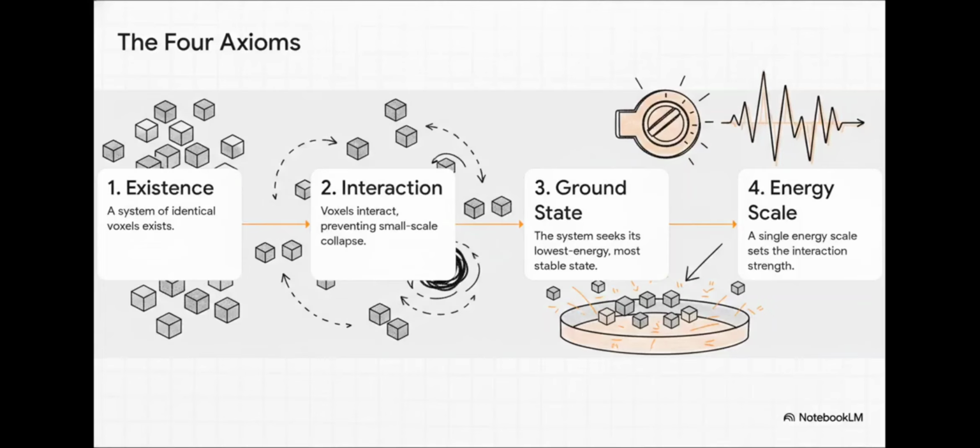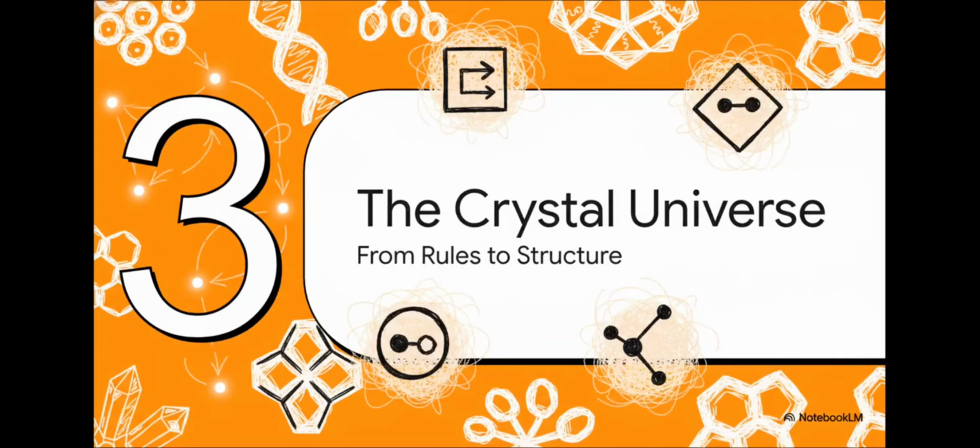And finally, rule four, there's a single, fixed energy scale. You can think of it as setting the volume for how strongly they all interact. So there you have it. One particle, four rules. The question is, what happens when you press play? What kind of universe actually emerges from a starting point that's this simple? Well, the answer is surprisingly orderly.